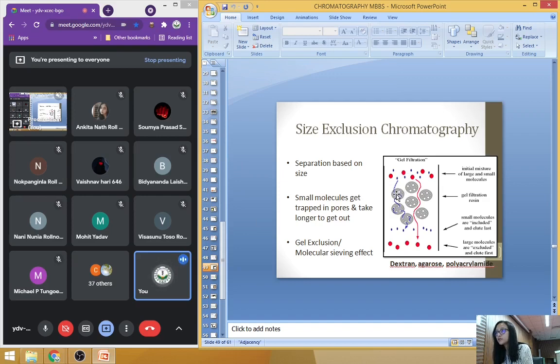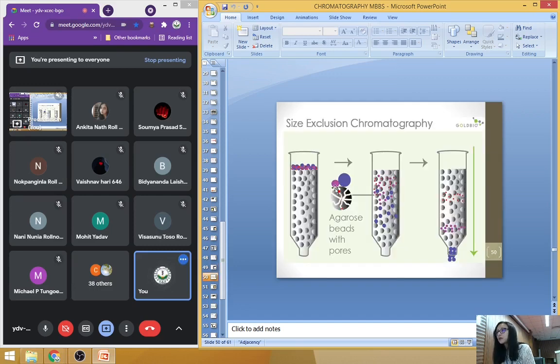They will get trapped in these pores and they will take a longer time to get out, whereas the larger molecules will easily come out fast. So you can see in this picture, these are the resins or agarose beads, they contain pores. When we apply the sample mixture, the red color here, they will enter through the pores inside the agarose beads. So they will take a longer time to flow down this stationary phase, whereas the larger molecules will come down fast. That is one.